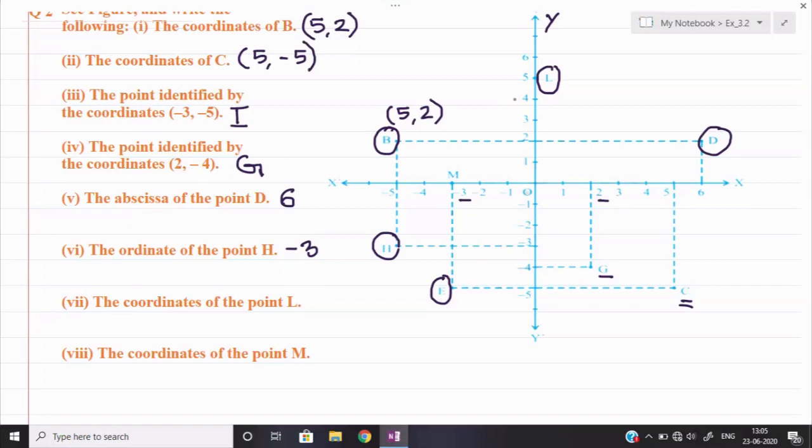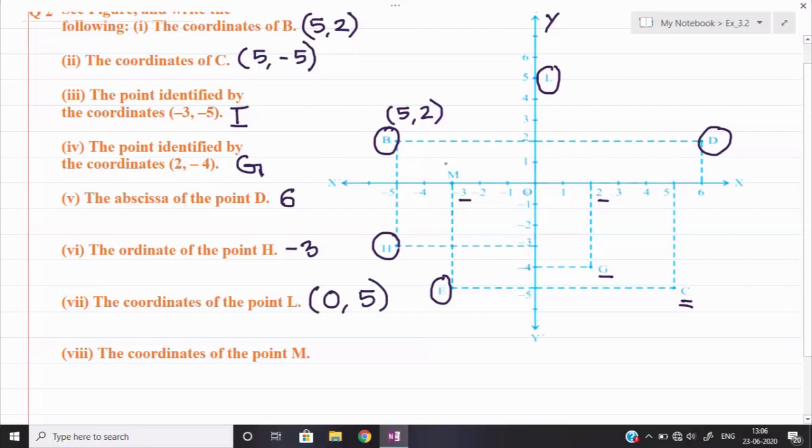So here see, L lies onto the y-axis. So the x coordinate will be 0 here, and L lies on which value here? That is 5. So we can say that 5 is the y coordinate. So the coordinate of point L will be 0, 5. This is the answer.